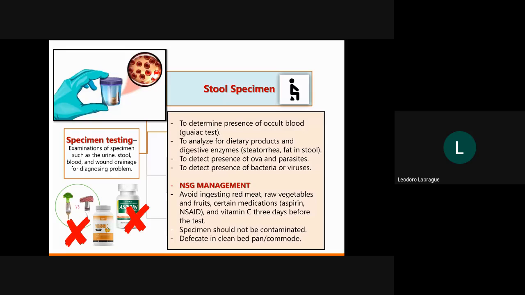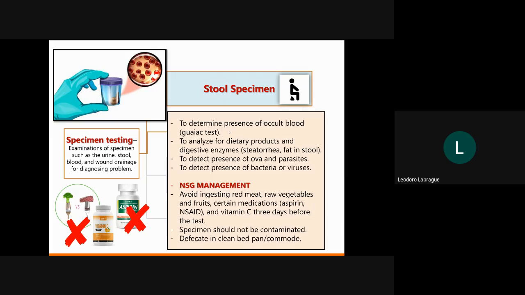Okay, there are 4 reasons why the feces or the stool is checked. First is to determine presence of occult blood or Guaiac test. Occult blood. Okay, normally, when a healthy person defecates, you will not see any blood at all in the feces or stool. However, if the person has a problem with the stomach or the intestine, you can actually see some blood in the stool. Is it normal? No. The stool shouldn't have blood at all. We call it the Guaiac test.